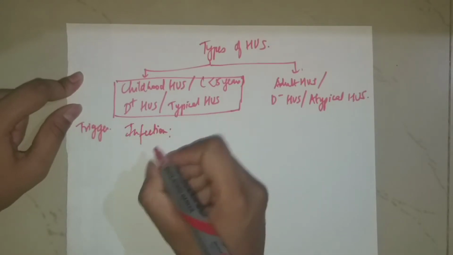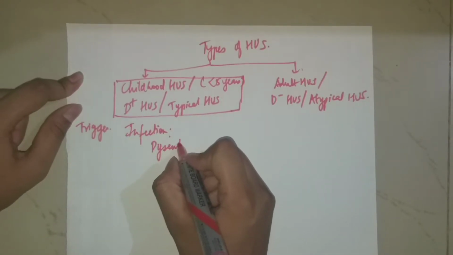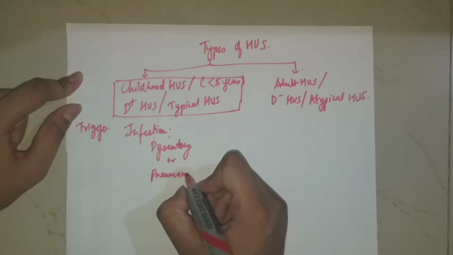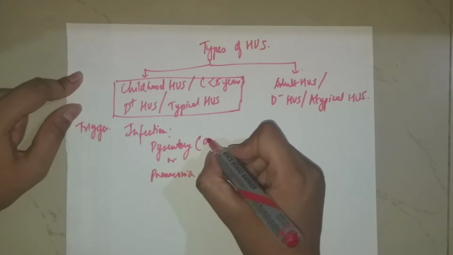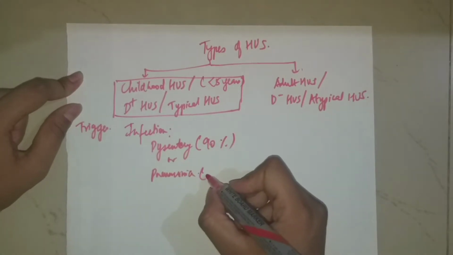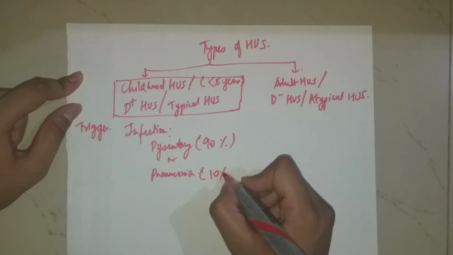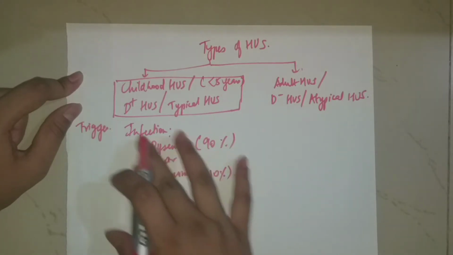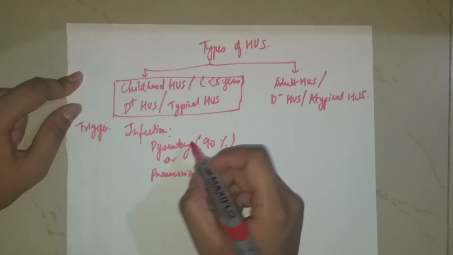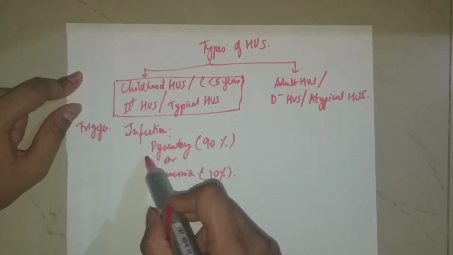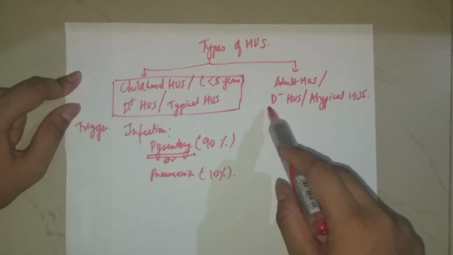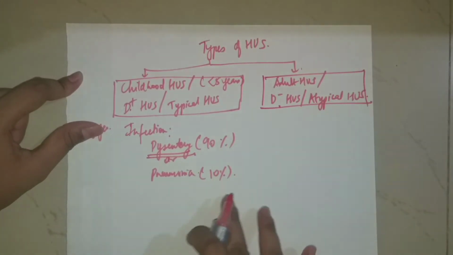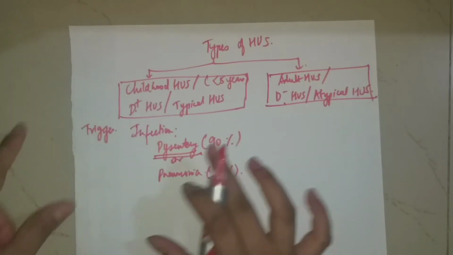Now this infection is either dysentery or pneumonia. Dysentery is the most common, 90% of the cases in childhood HUS, and 10% in pneumonia. In 10% of the cases there might have been pneumonia which triggered it. Now the reason why I said D plus, you understood. D plus means there is dysentery present, and in adult HUS dysentery is not present, so that is why it is D minus. Alright. And so what happens in this?